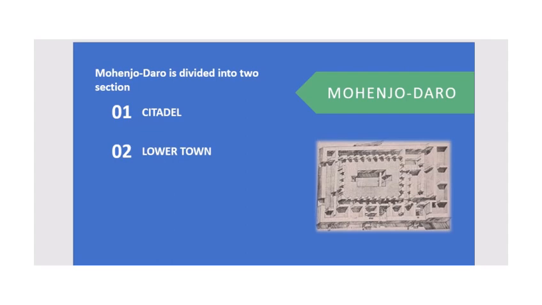Mohenjo-daro civilization is divided into two sections. One is the cathedral, which is smaller in size but more developed, and the other is the lower town, which is larger in area but less developed than the cathedral area.